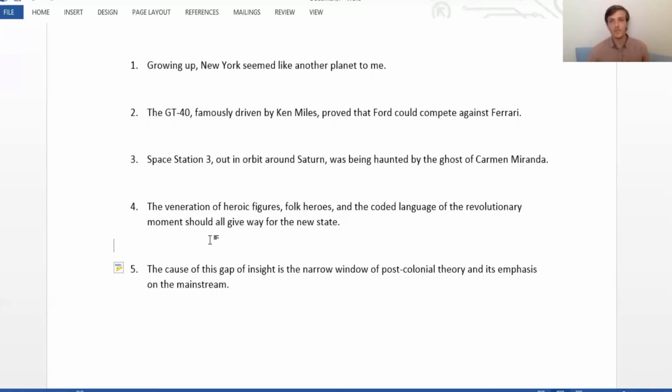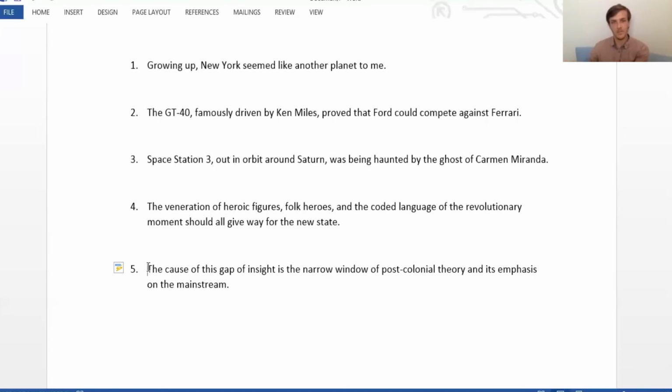So you might come across sentences like this in academic writing or in longer form writing, just so that the flow of one sentence to the next sounds better. And when you take them out of context, they look a little bit odd, but in the actual document itself, it can work. However, that's not to say sentence 5, I did do something that I probably should never have done. So sentence 5, we've got, the cause of this gap of insight is the narrow window of post-colonial theory and its emphasis on the mainstream.